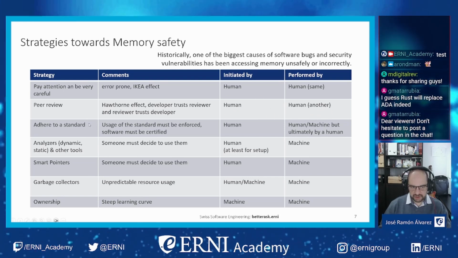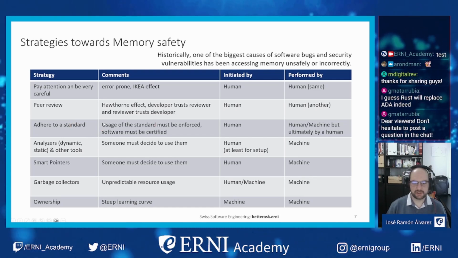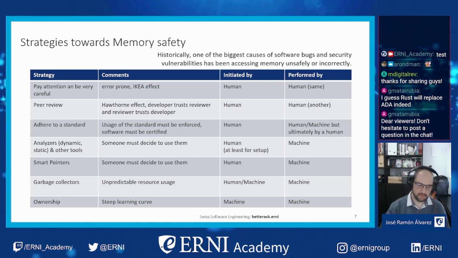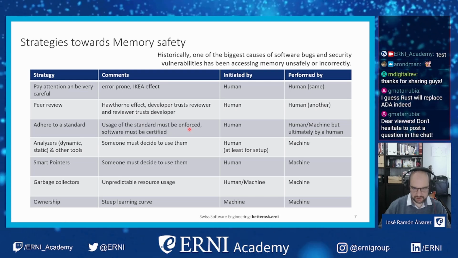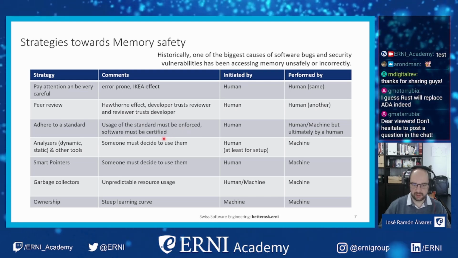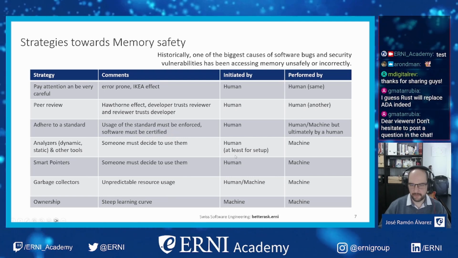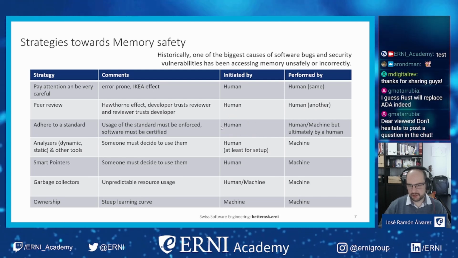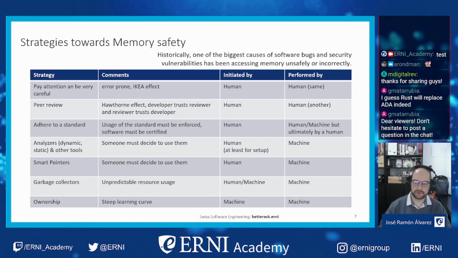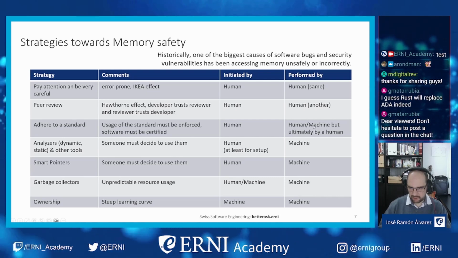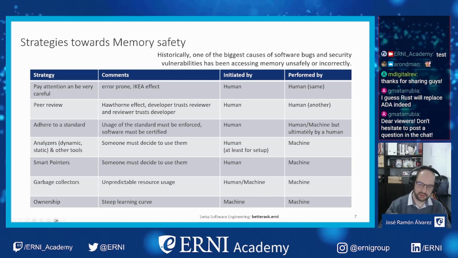We can decide to adhere to a standard. We decide to use a standard, a very well-defined rule set with very strict rules that everybody must follow and everybody knows. But the problem here is that it must be enforced and it must be checked. The compliance with the standard must be checked, and the software must be certified. This must be initiated by a human. There must be a boss that decides which standard we are going to use and enforces the usage of the standard. It can be checked by a machine, but ultimately the seal of approval must be given by a human.